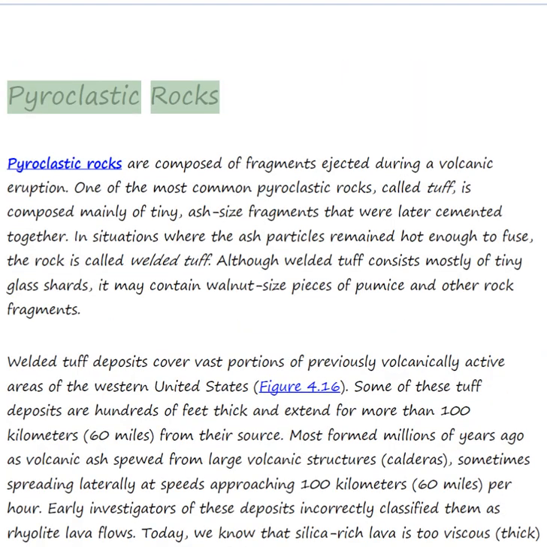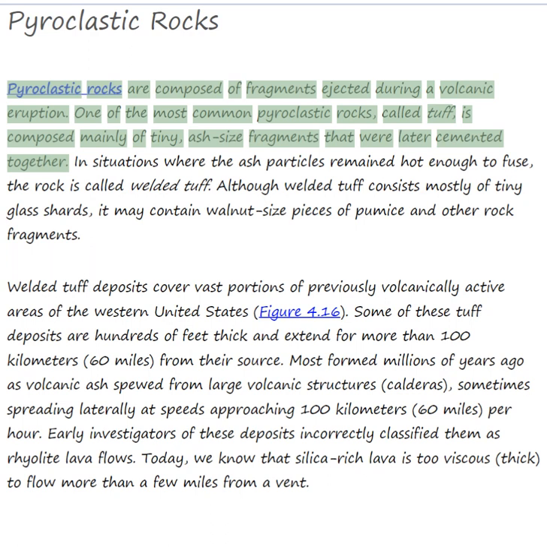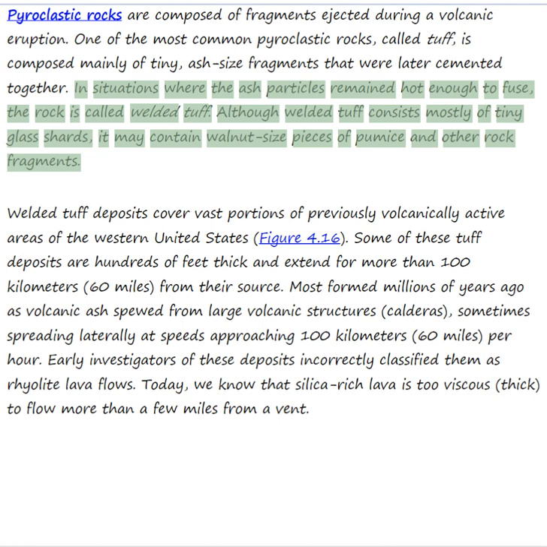Pyroclastic rocks. Pyroclastic rocks are composed of fragments ejected during a volcanic eruption. One of the most common pyroclastic rocks, called tuff, is composed mainly of tiny, ash-sized fragments that were later cemented together. In situations where the ash particles remained hot enough to fuse, the rock is called welded tuff.